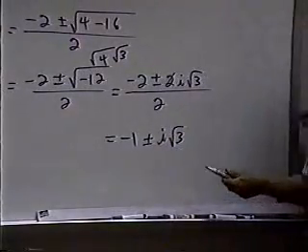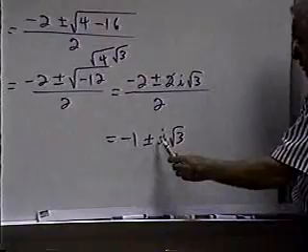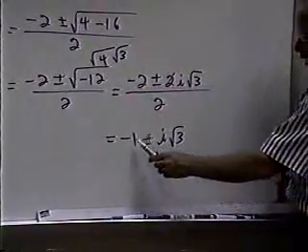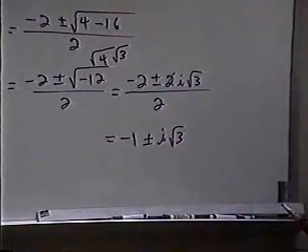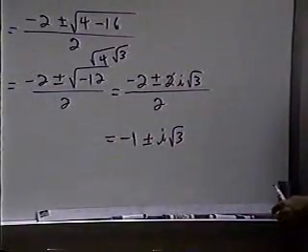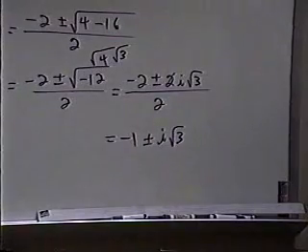And notice again, I have conjugates. I have minus 1 plus i times the square root of 3, and I have minus 1 minus i times the square root of 3. So here's where imaginary numbers come in and how you deal with them when you're solving quadratic equations.